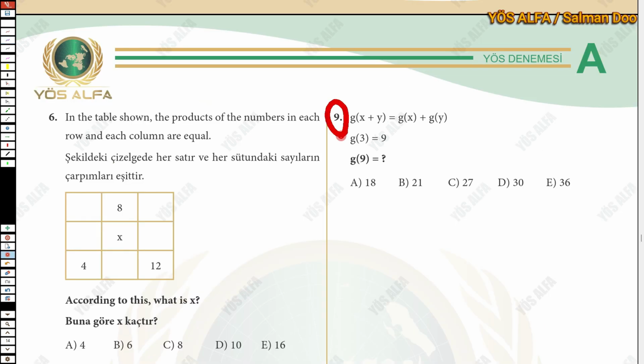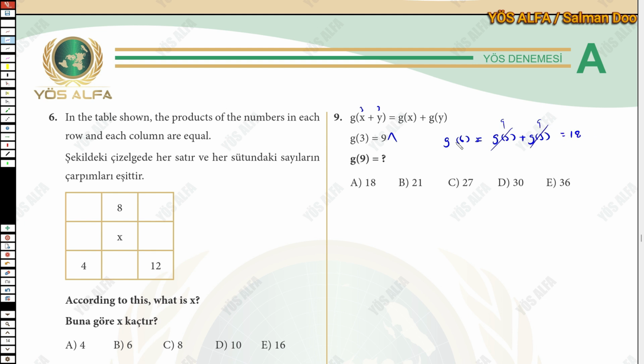It's B. 9. g of x plus y is given to be g of x plus g of y. We're asked to find g of 9. So let's start with the given expression. Since we know g of 3, we can use 3 for both x and y. So g of 6 is g of 3 plus g of 3 since both x and y are 3. So g of 3 is given to be 9. So 9 plus 9 makes 18.